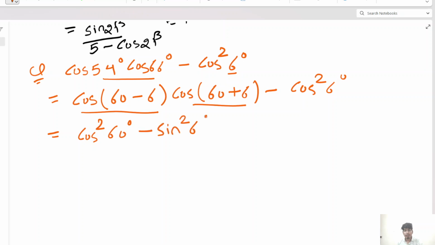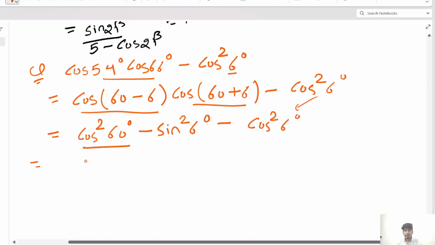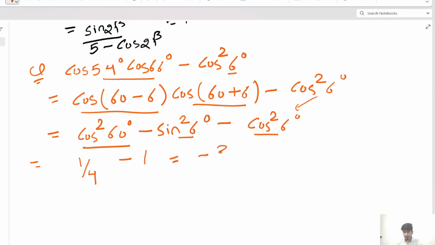Yeah, minus cos square 60, this is the same term. Then we know cos square 60 is 1 upon 4. Then sin square plus cos square is 1. Then this is minus 3 upon 4. So the value of this is minus 3 upon 4.